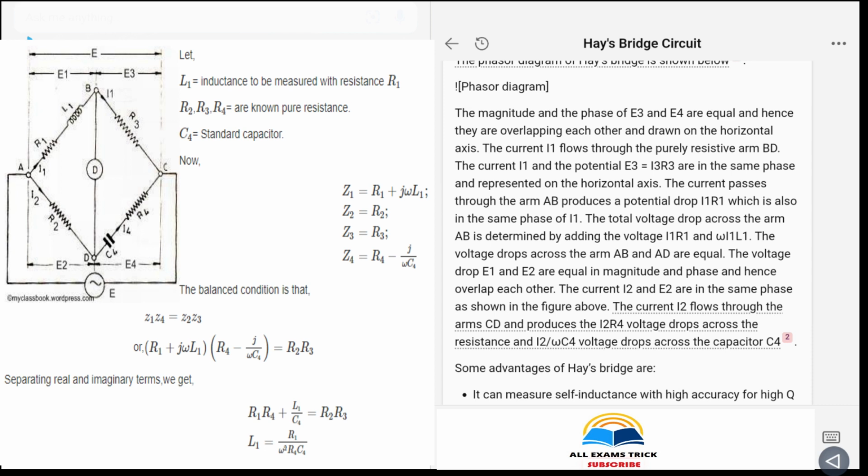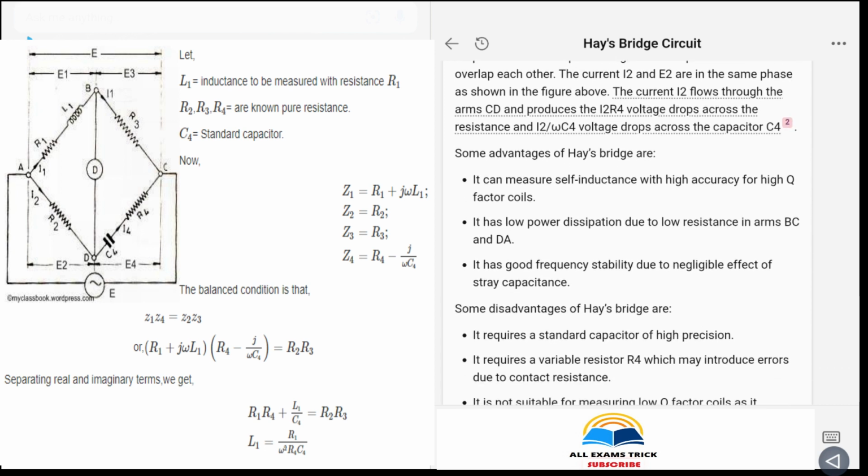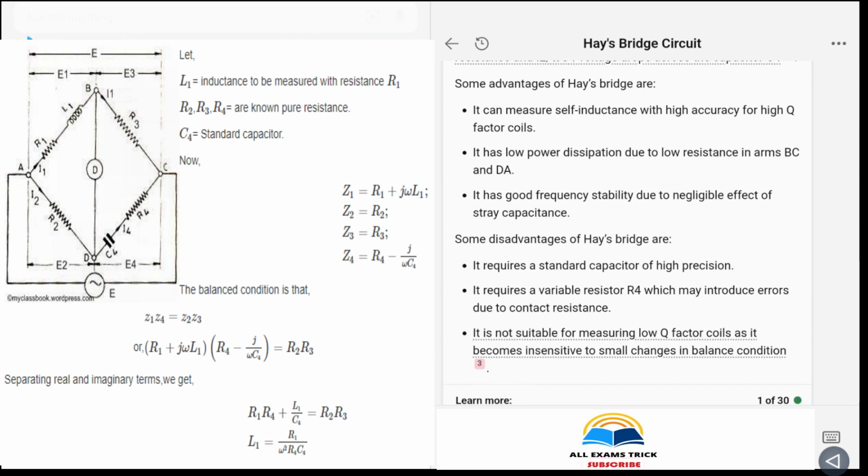Some advantages of Hayes bridge are: it can measure self-inductance with high accuracy for high Q factor coils. It has low power dissipation due to low resistance in arms BC and DA. It has good frequency stability due to negligible effect of stray capacitance.